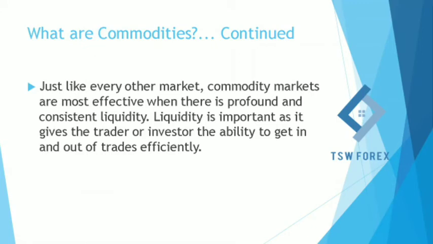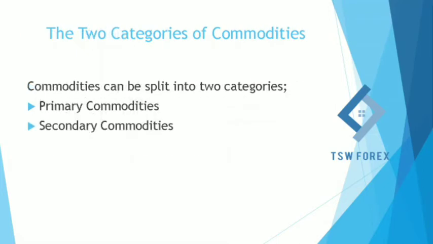What are commodities, continued. Just like any other market, commodity markets are most effective when there is a profound and consistent liquidity. Liquidity is important as it gives the trader or the investor the ability to get in and out of trades efficiently. So we have 2 categories of commodities. Commodities can be split into primary commodities and secondary commodities.